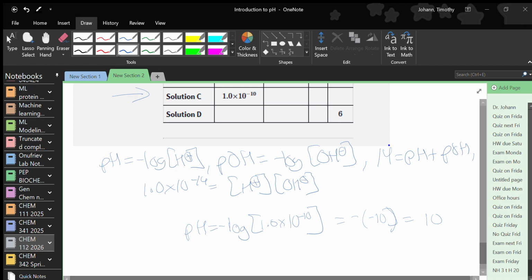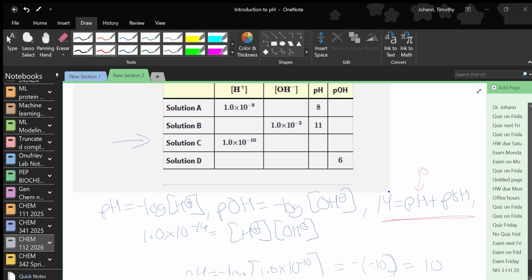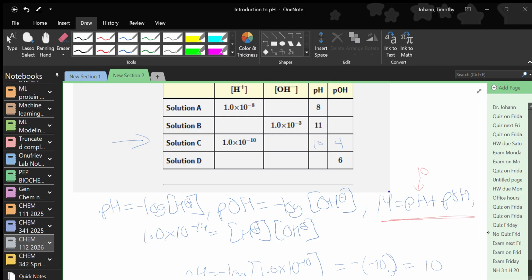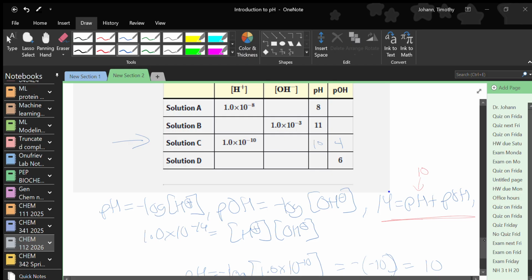Then I'm going to do this equation because it's easy. If I put 10 in here, 14, what plus 10 equals 14? 4. You guys okay with that without me? Okay. So I've got a 10 there, and I've got a 4 there. And then I need to figure out my hydroxide concentration here.